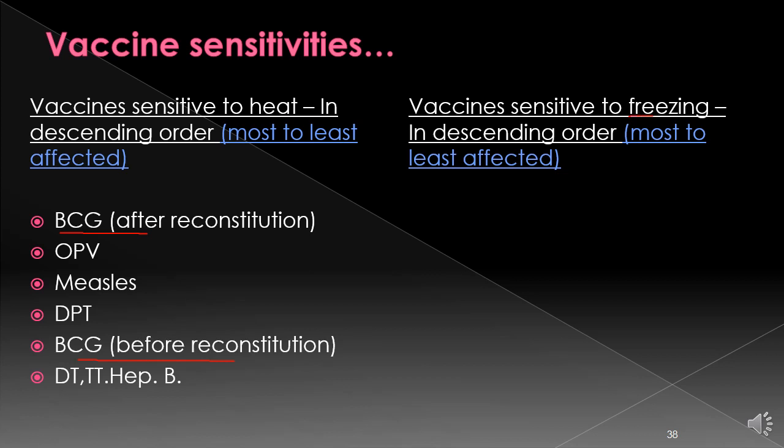Then we have the other sensitivity, which is to freezing temperatures. All vaccines should be kept cold, but not all can withstand freezing. Some are denatured or destroyed because of freezing. And they are like we can see here. We have the hepatitis B, DPT, diphtheria and tetanus toxoid. They are sensitive to freezing temperatures. And again, they are arranged in order of the one which is most affected by freezing to the least. But all these are affected by freezing.